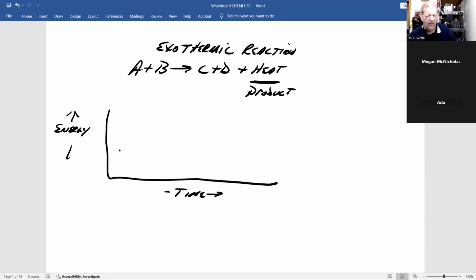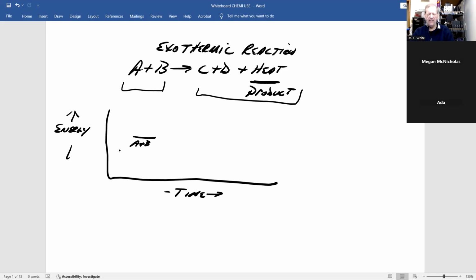At a starting point, A and B have a certain amount of energy. Now, there's a law in chemistry and science that you never create or destroy energy. And therefore, the total energy on the product side equals the total energy on the reactant side. Well, A and B have a certain amount of energy.